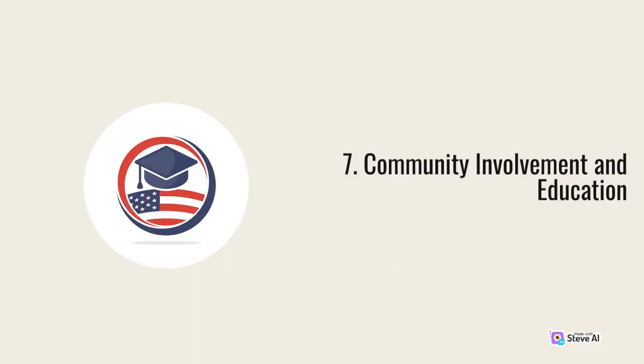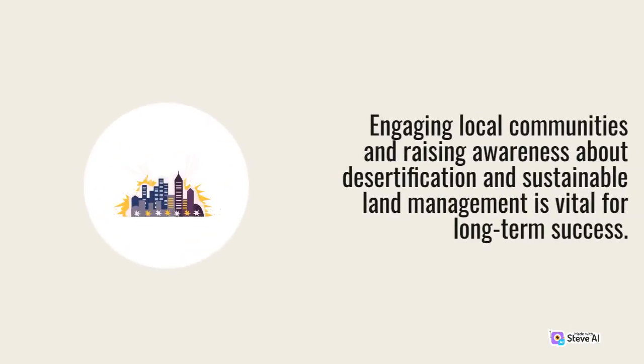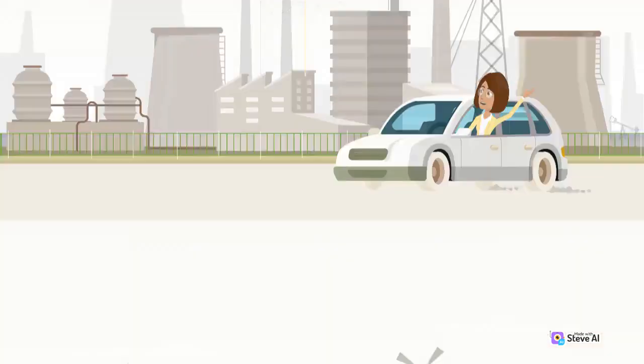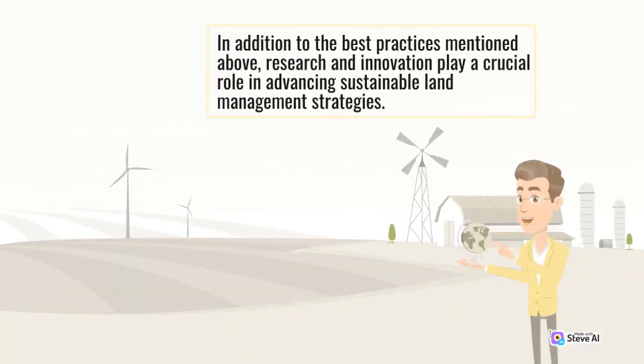7. Community involvement and education. Engaging local communities and raising awareness about desertification and sustainable land management is vital for long-term success. The importance of research and innovation in sustainable land management. In addition to the best practices mentioned above, research and innovation play a crucial role in advancing sustainable land management strategies.